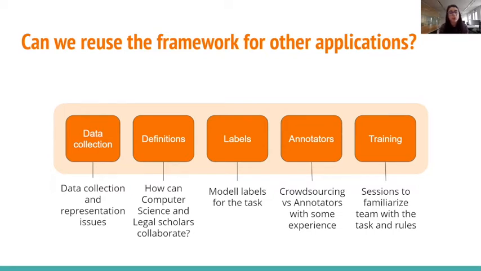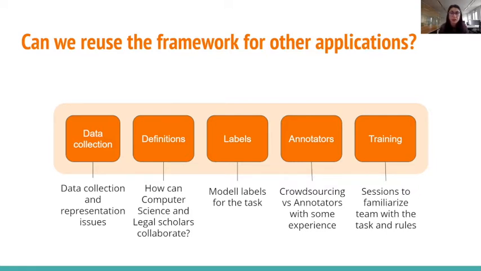So we should always pay more attention to the data collection process and representation issues that we might have. Then for definitions, instead of just taking what the research has previously done, maybe we could try to see if we can collaborate with the people that have some knowledge already in the topic that we want to annotate data with. So maybe computer science and legal scholars can collaborate in this example.